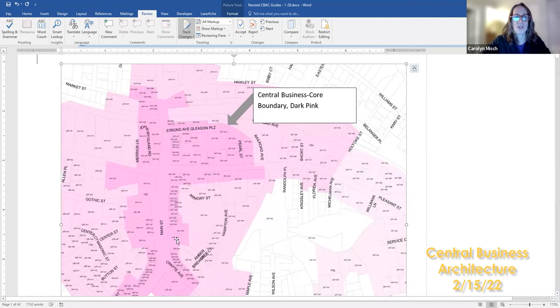I think your discussion last time was really about this section up here past the hotel. So this pink blob here, if you can see that, is the hotel. So that's in the core. This darkest pink is the core sub-district or core district.